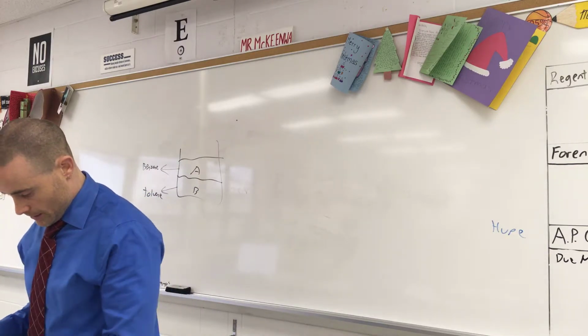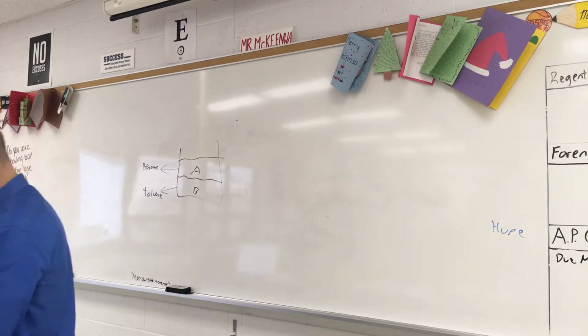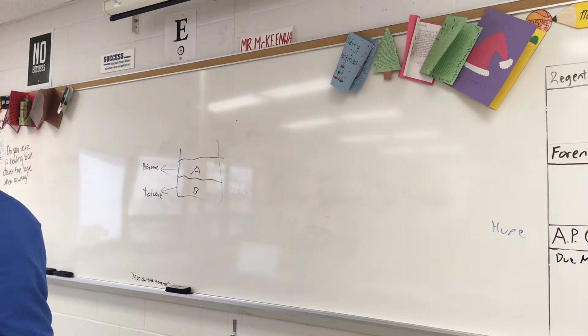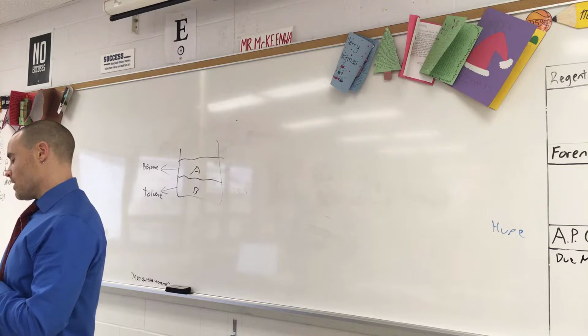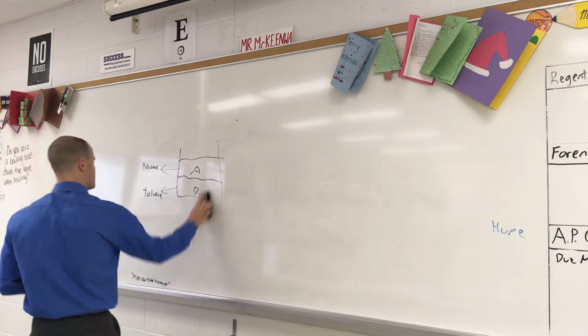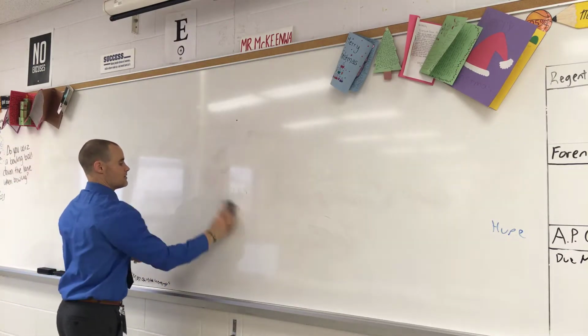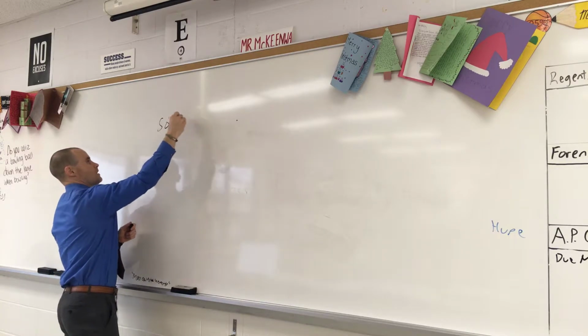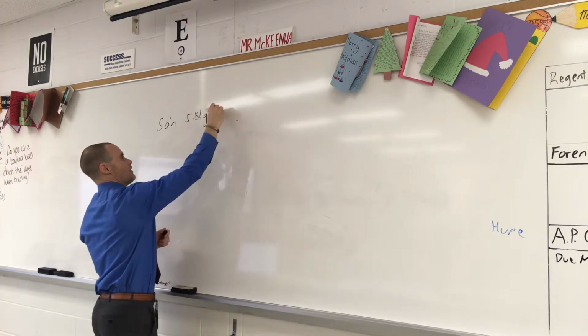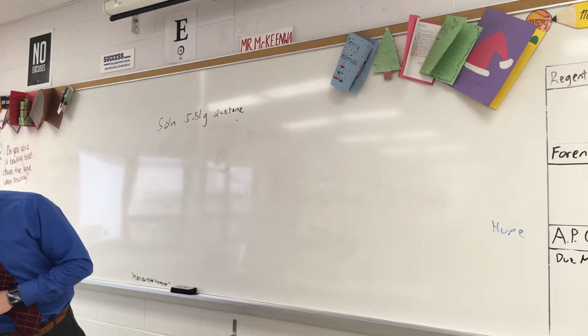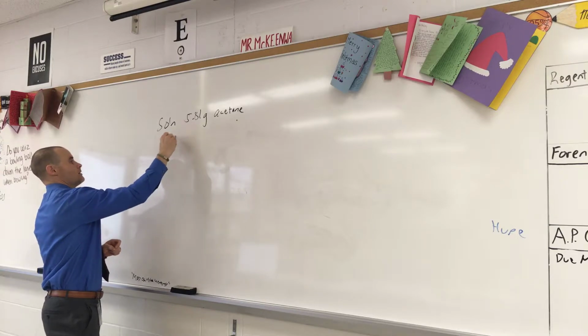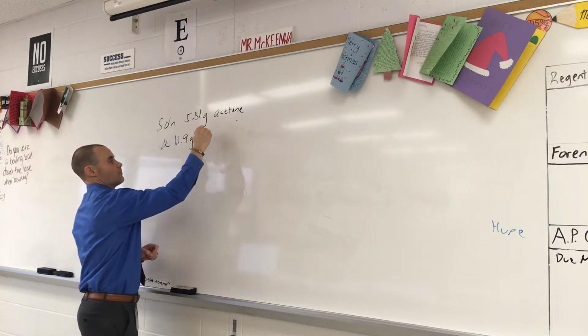All right. I'm going to give you one practice problem here with this volatile liquid stuff, and then we're going to set up the lab. I hope we have time. We're getting close here. All right, write this down, please. We have a solution prepared by mixing 5.81 grams of acetone. Again, that's a volatile liquid, and 11.9 grams of chloroform.